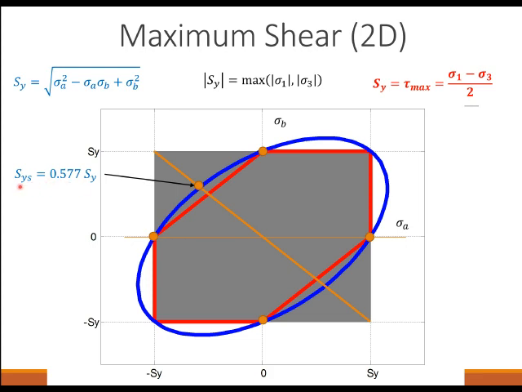The von Mises we derived, and we said that the shear yield stress is 1 over the square root of 3 times the normal yield stress, or 0.577. For the maximum normal, we would see that the yield stress for shear is equal to the yield stress for the normal load. And then for the third case, for the maximum shear condition, we would see that the yield stress in shear is equal to 1/2 the yield stress. And you can see that this is conservative compared to the von Mises.